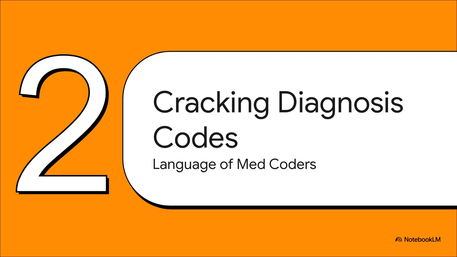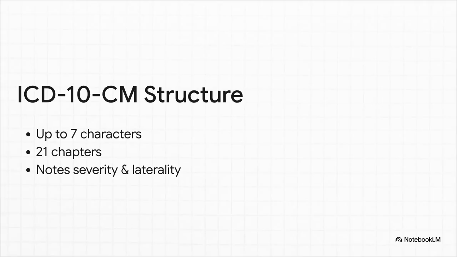Moving on to Section 2. Cracking diagnosis codes. Okay, so now that we know what these groups are, how do we actually get patients into them? Well, we use the literal language of medical coders. Here in the US, for diagnoses, that language is ICD-10-CM. These codes are alphanumeric, they can be up to 7 characters long, and they're organized super logically into 21 different chapters based on body system or disease type.